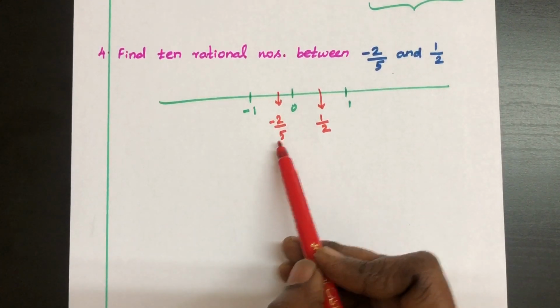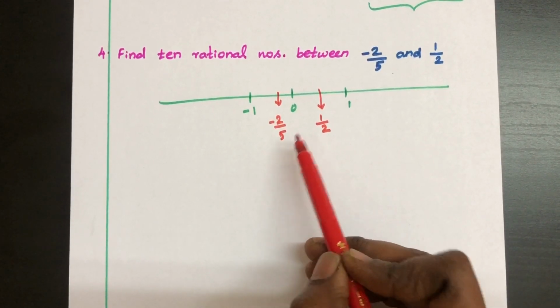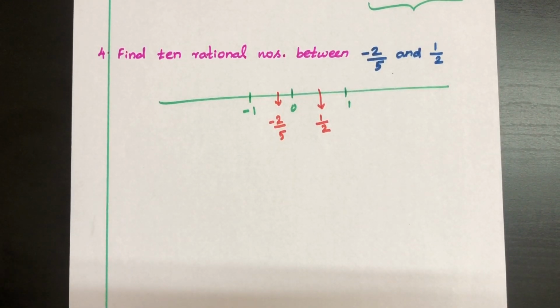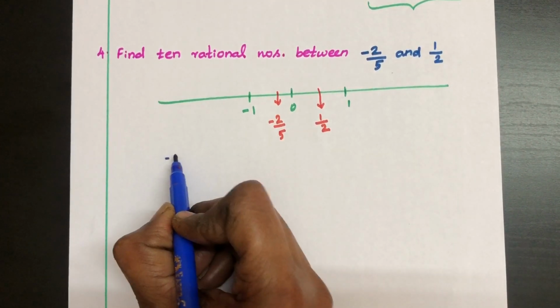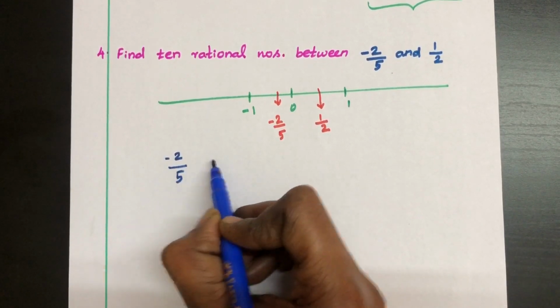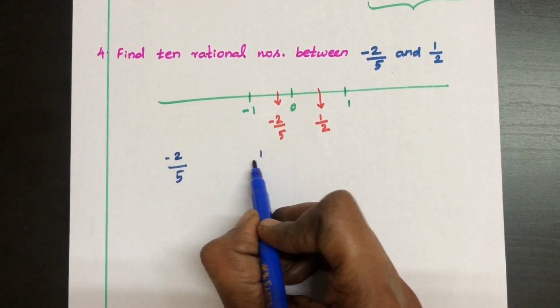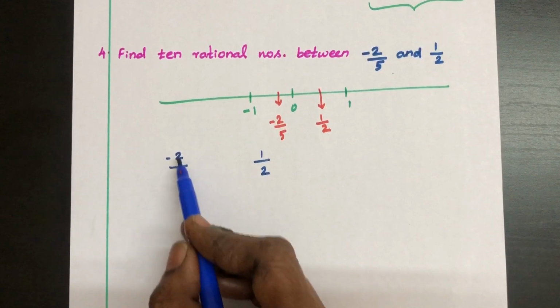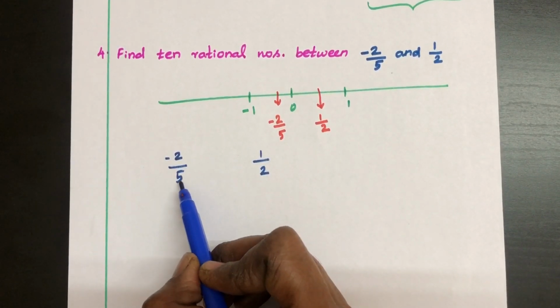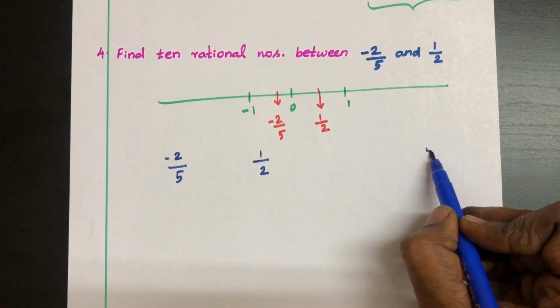So now we are going to find 10 rational numbers in between these two. For that, what we need to do is find the LCM of the denominators of the two rational numbers, minus 2 by 5 and 1 by 2. To make them equal, what do we need to do? To make the denominator the same, what is the LCM?